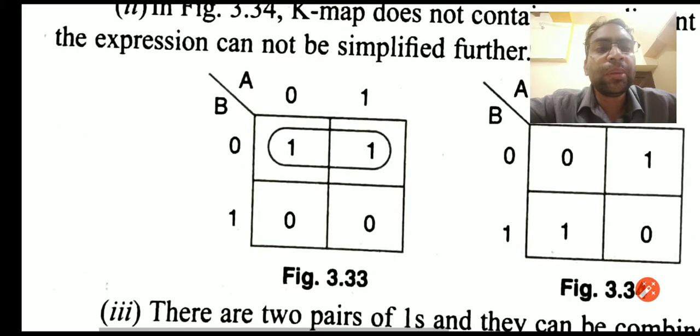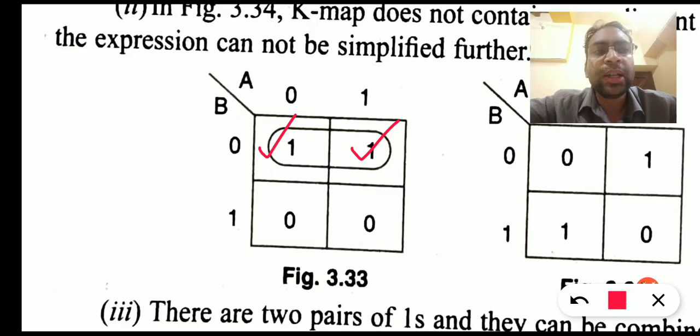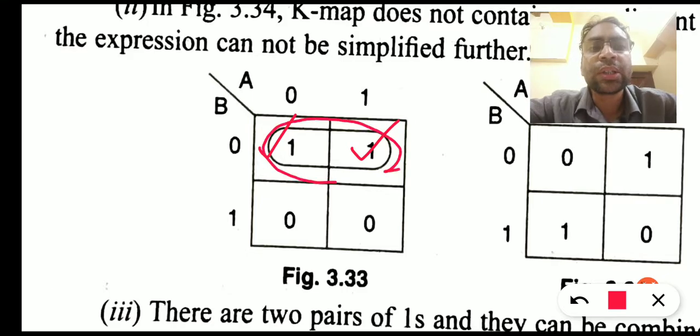So if we remember that this column represents A bar B bar and this column represents A B bar, in these two columns we have mentioned 1 and the other squares will have zeros. Now we need to perform the process of looping, where we need to find the adjacent ones. We have only two adjacent ones, so we will combine them into a single loop, right? And we will represent this loop.